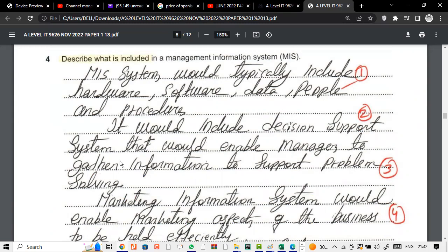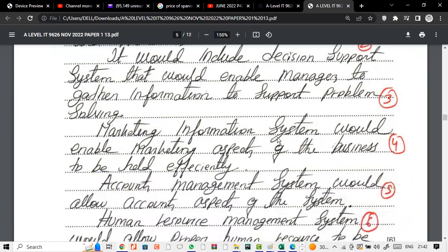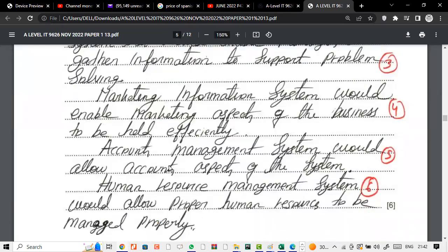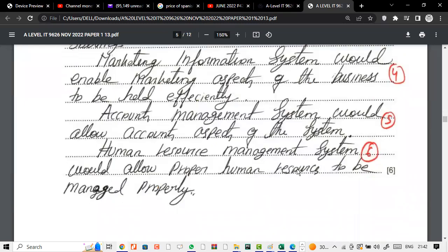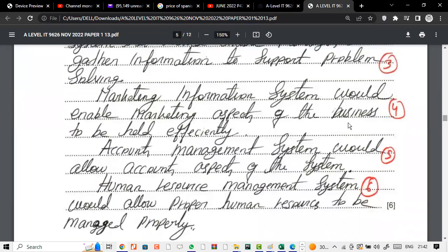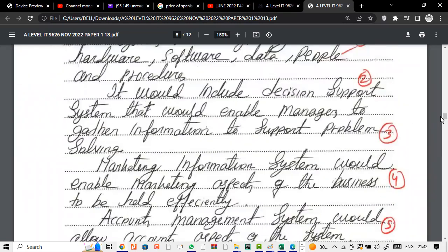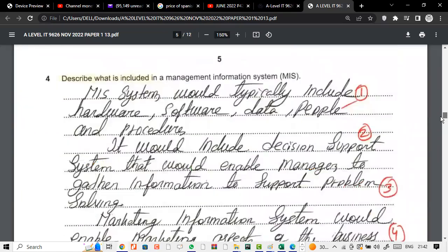It would include a decision support system that would enable managers to gather information to support problem solving. A marketing information system would enable the marketing aspects of the business. An account management system would allow the accounts aspects of the business. A human resource management system would allow human resources to be managed properly. So you see, your full MIS will include the following things. You get the point, right? Because it's a management information system, how do you manage the everyday, overall activities of a business using information systems? I hope it's clear.